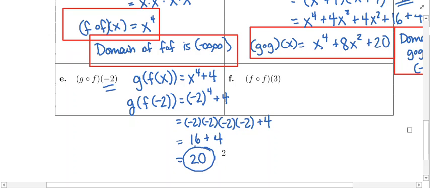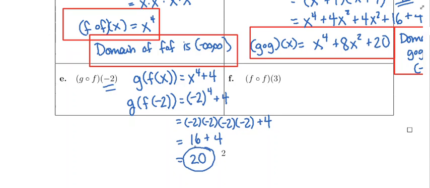Again, when we take two functions and compose them, we get a new function. So this new function is going to have the same properties any other function would have. We can find its domain, we can plug things in to get outputs, and so on and so forth.